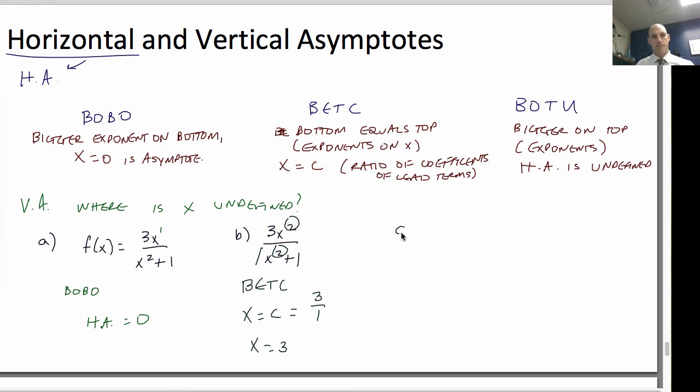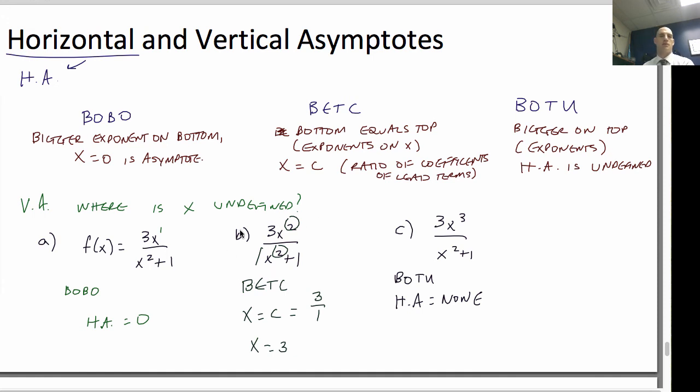On this one, C, 3x cubed over x squared plus 1. My 3 on top, 2 on bottom, so this is BO2. Bigger on top, it's undefined. So think about it like this. My top is getting really, really big, and my bottom is getting big kind of fast, but not as fast. And so no horizontal asymptote.